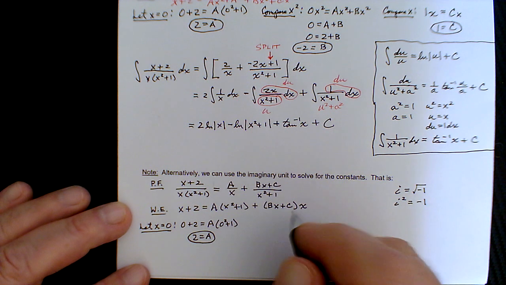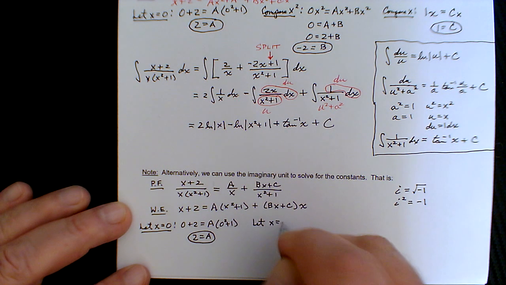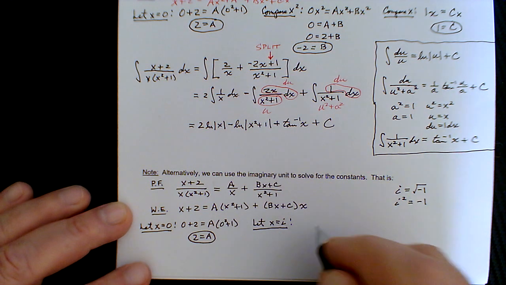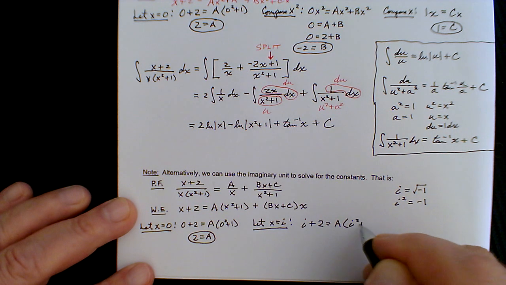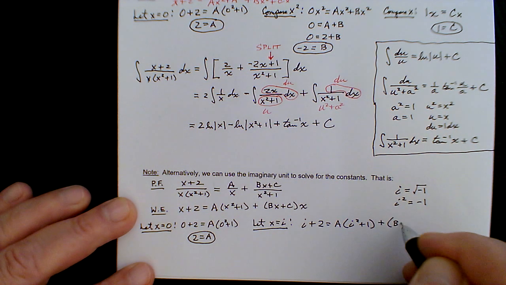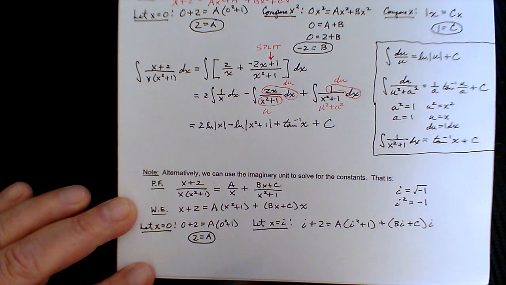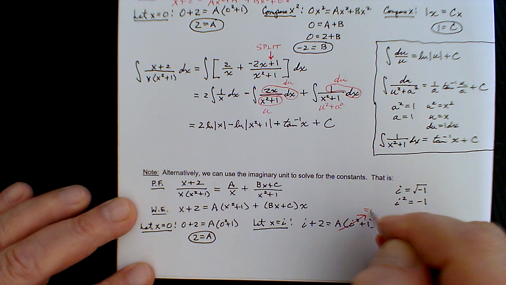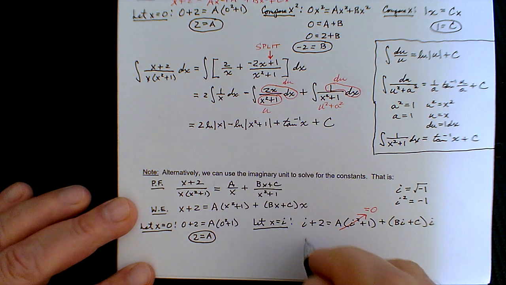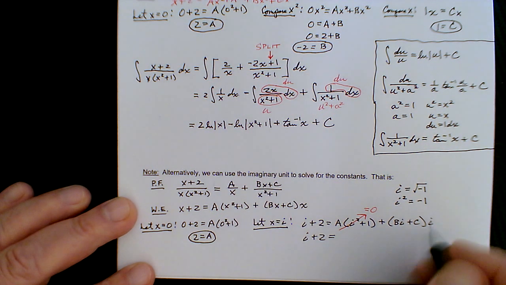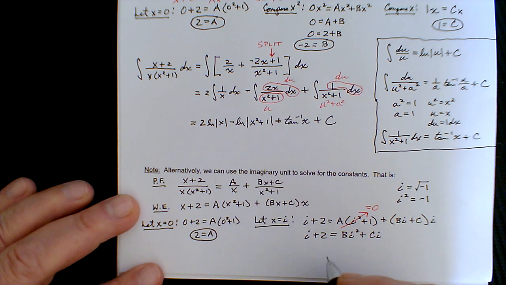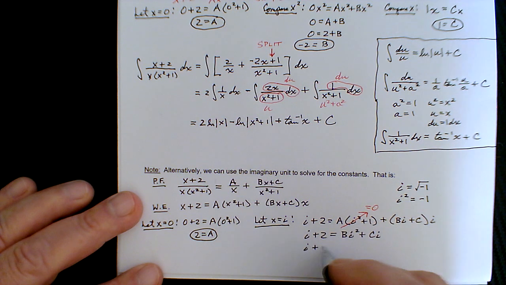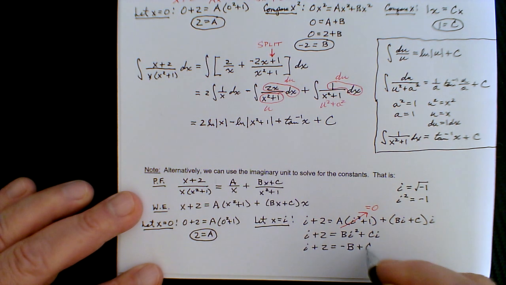So if we let x equal i, let's see what happens. We get on the left i plus 2. On the right, a times i squared plus 1, and then plus bi plus c times i. But i squared plus 1 goes to 0, because i squared is -1. So we have i plus 2 is, let's distribute this i, bi squared plus ci. But then bi squared is -b. So i plus 2 equals -b plus ci.